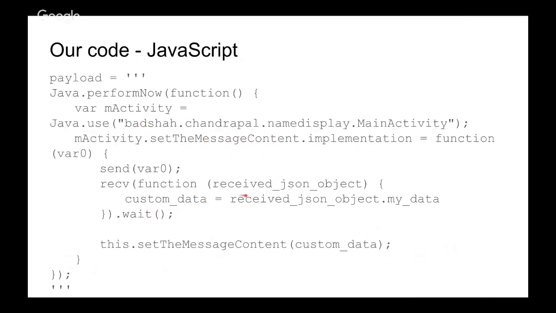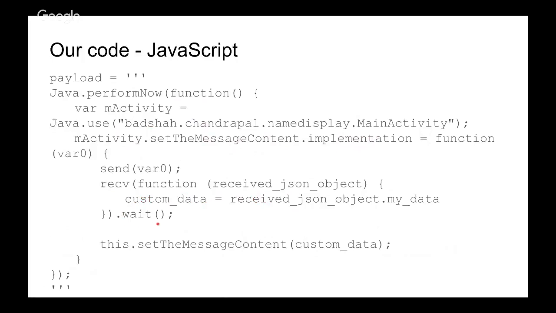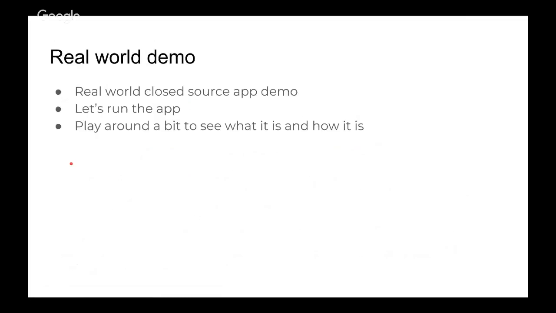We received, we get an argument. This can be anything. So you just name it received JSON object, and we take my_data from it, which is this. Then we wait till we receive a message, and then use the same function and set it with the custom data we have received instead of the original arguments which were passed. A real world demo will be given by Abhinav.